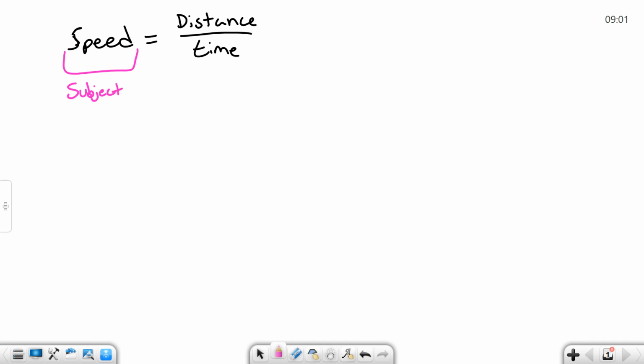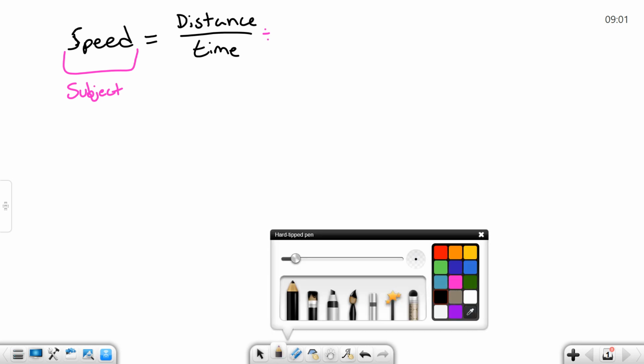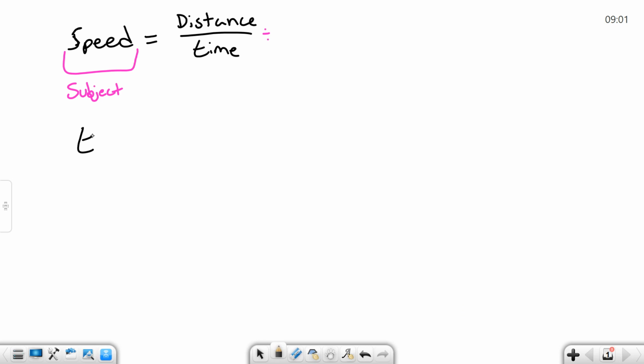We can think of the subject as being the variable or the symbol without any operations to it. In this case, we have division. So the subject will be opposite of that. So what if we want to change the subject and make d the subject, or distance? In order to do that, we have to use our equality properties.